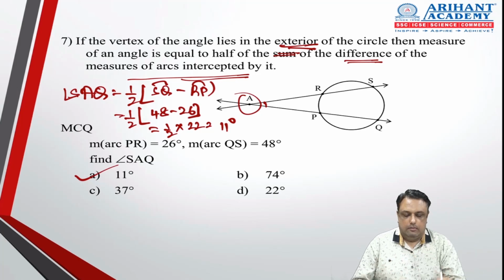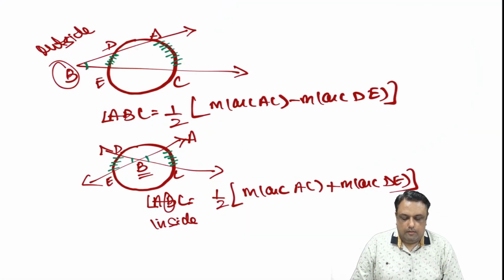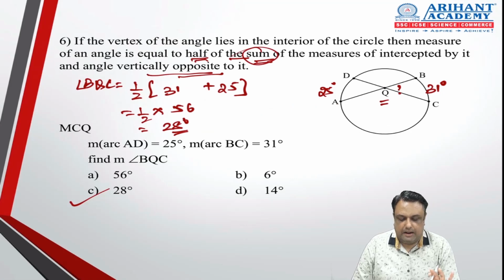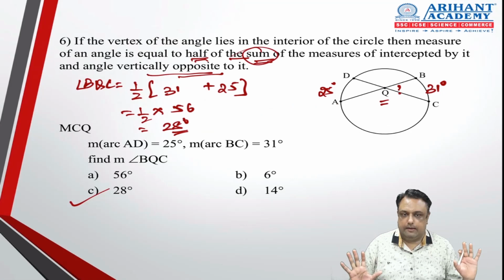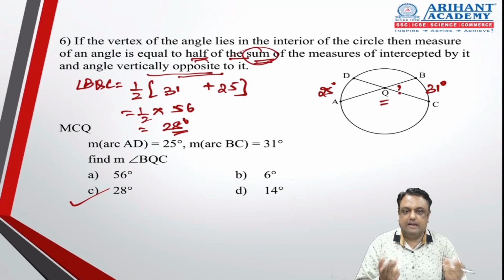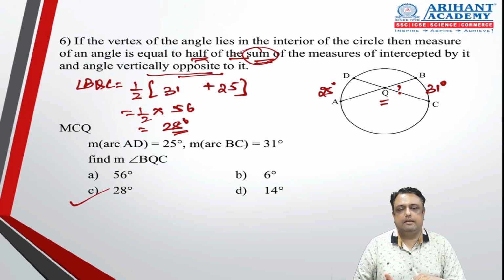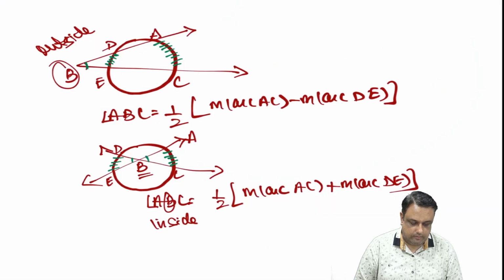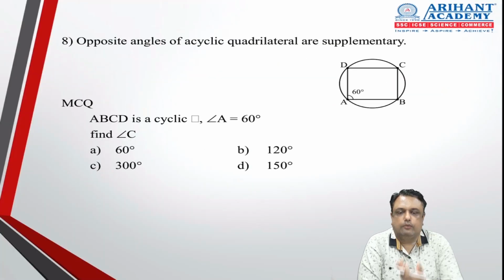Vertex outside, minus in the bracket will come; vertex inside, plus in the bracket will come. Two arcs will always come. Whenever the vertex lies outside or inside, there will be two arcs intercepted by that angle. And whenever it is outside, it will be minus. Whenever it is inside, it will be plus. Okay? Now the eighth concept.